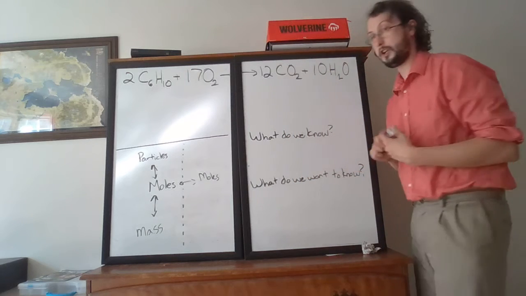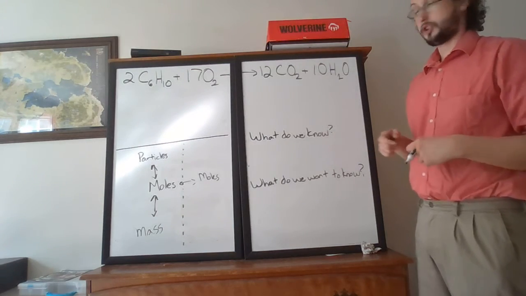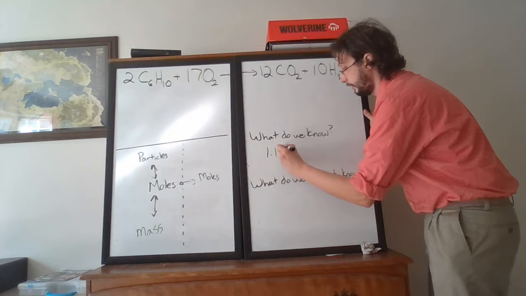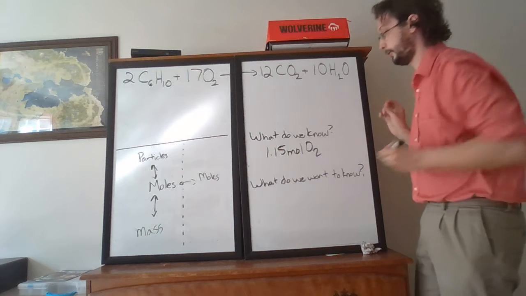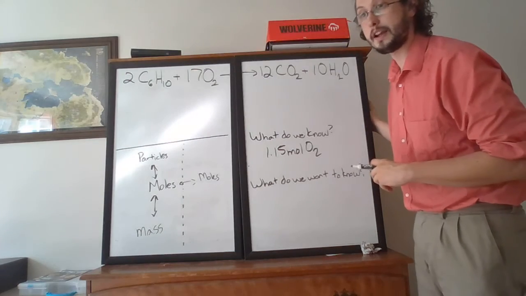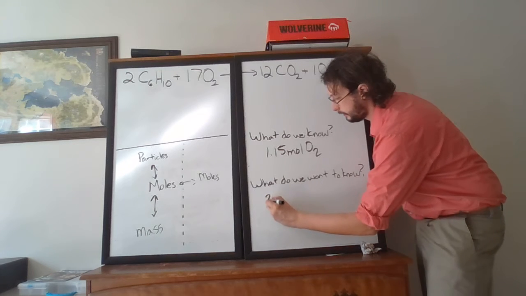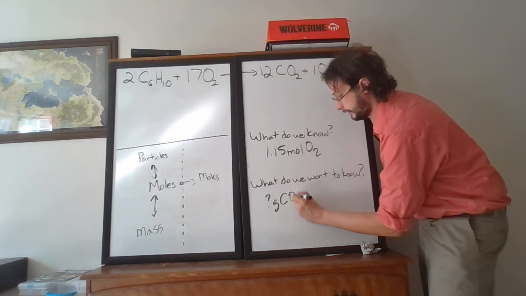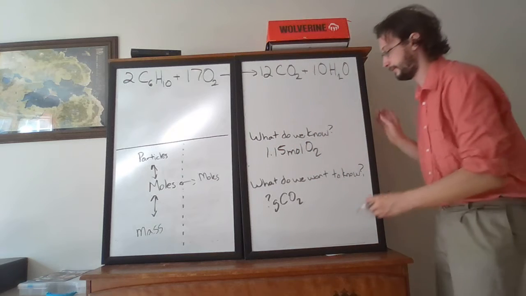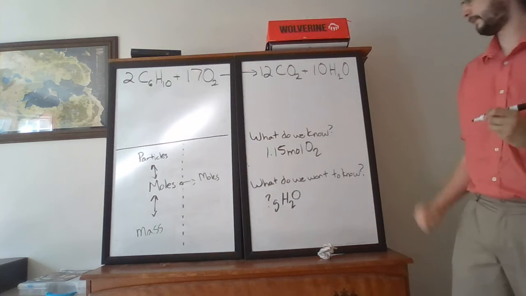So we're going to start off by answering these questions that sort of break down the bigger question they have. What do we know? We're looking for the number, and the number is 1.15, and the units following that number is moles of oxygen, moles of O2. What do we want to know? We'll look for the question words. How many grams of water? My eyes jumped ahead in the document.